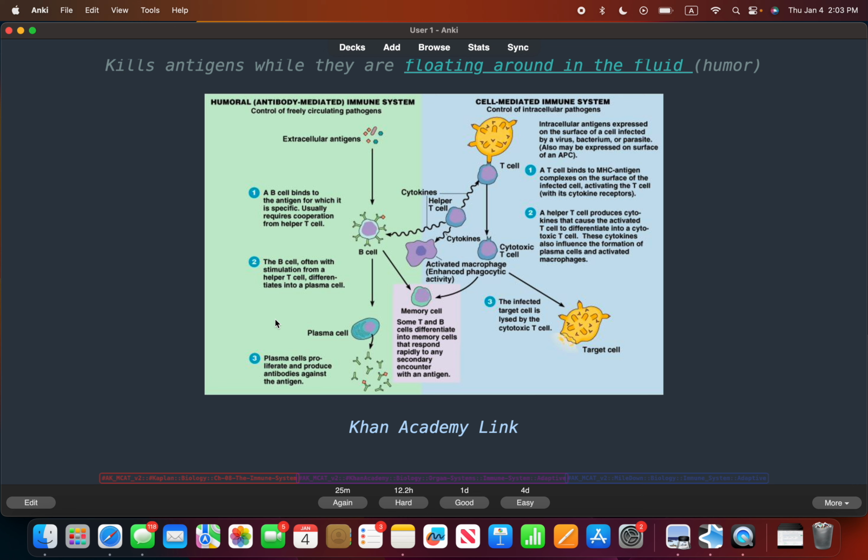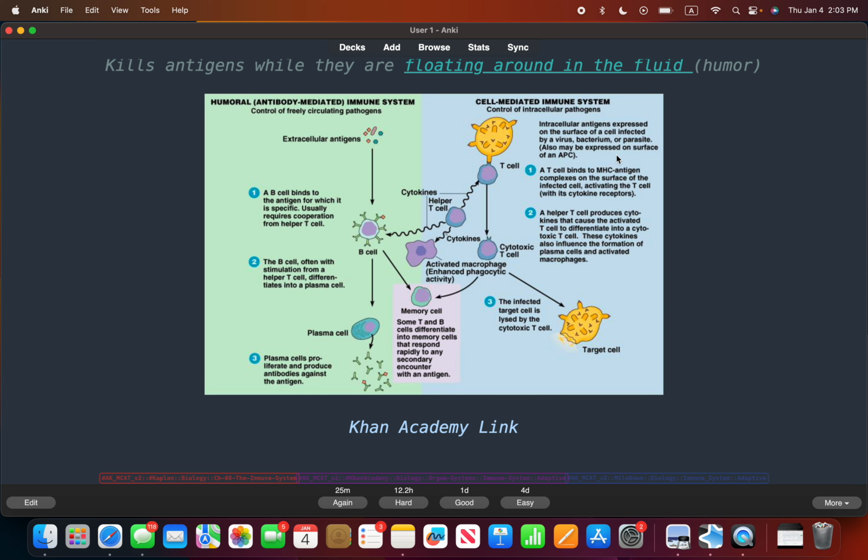Now, for the cell-mediated immune system, the intracellular antigens expressed on the surface of a cell infected by a virus, bacterium, or parasite also may be expressed on the surface of an APC.